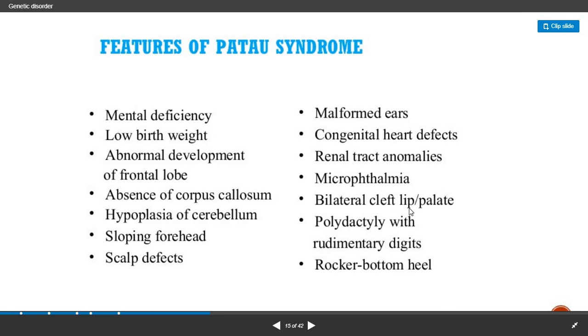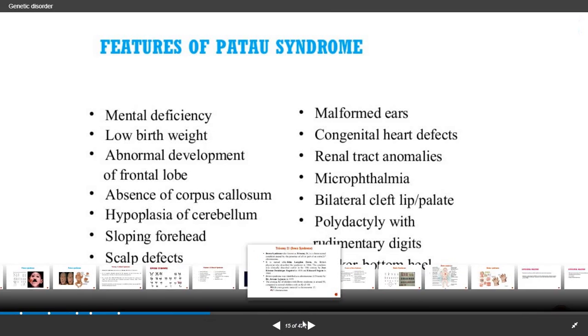Bilateral cleft lip, where the palate is damaged. Polydactyly with rudimentary digits. Polydactyly means presence of an extra finger, as Hrithik Roshan has an extra finger. Rocker bottom heel, where the heel portion is not normal. So these are the features of Patau syndrome.